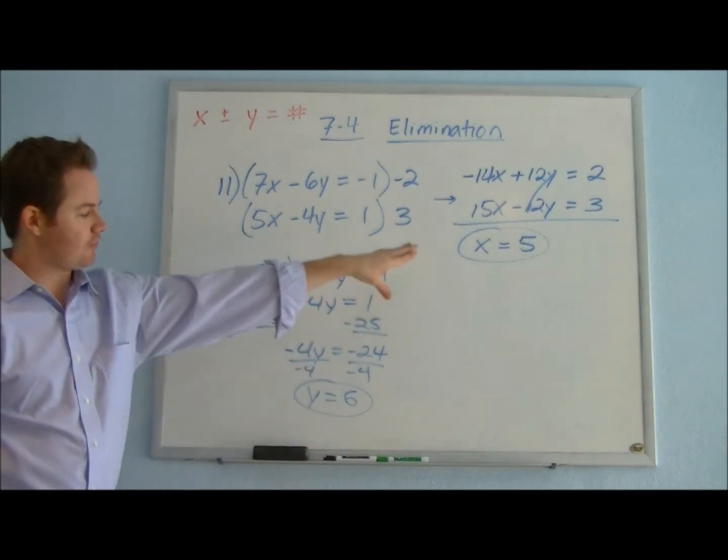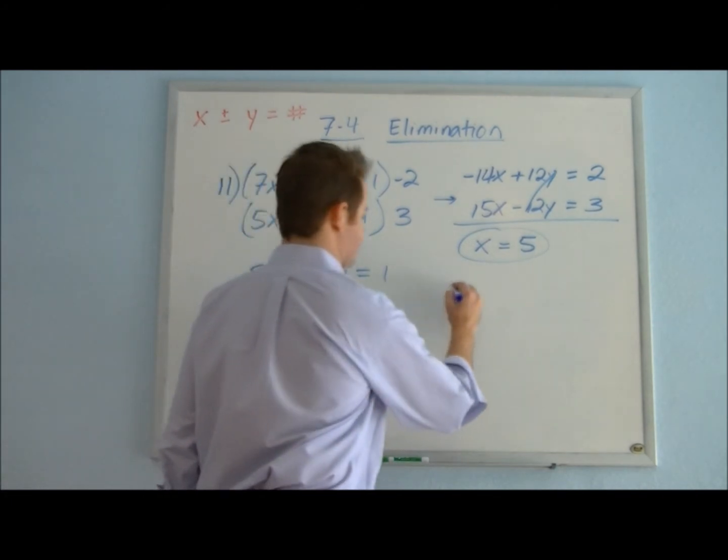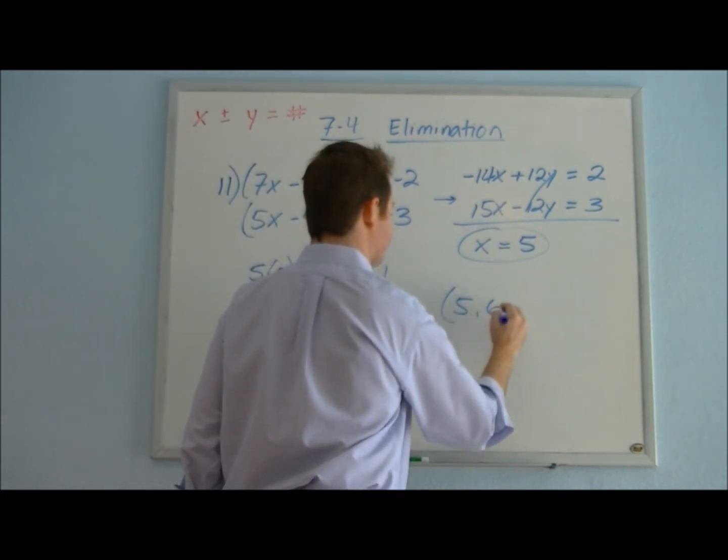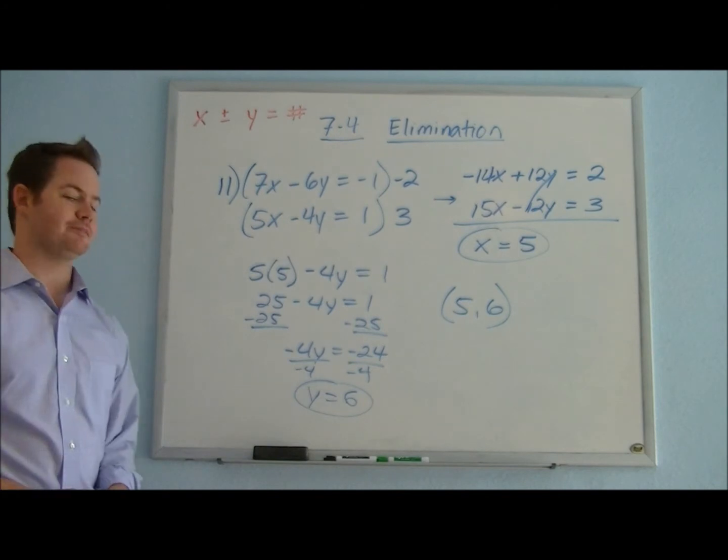So we have x equals 5, y equals 6, and our solution can be written in coordinate form like this.